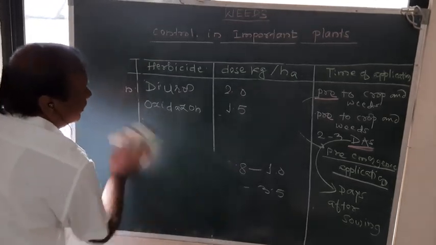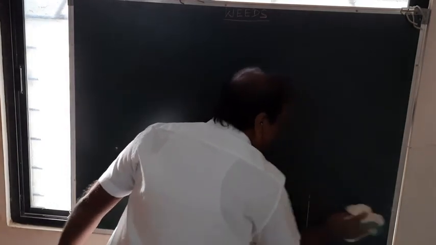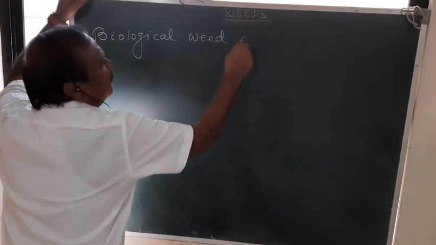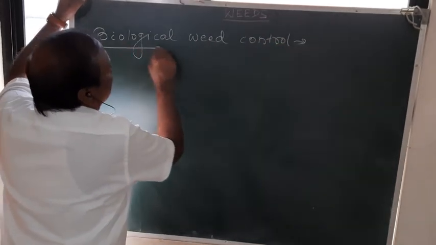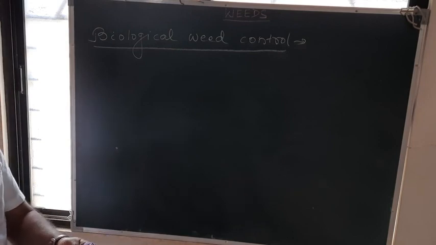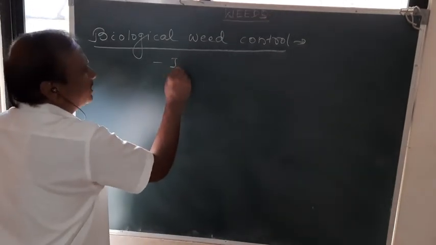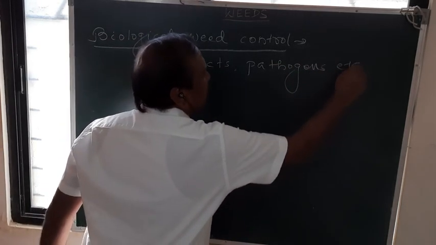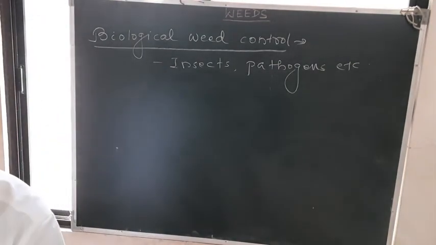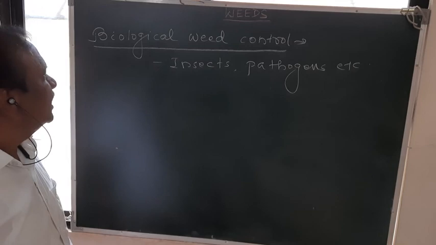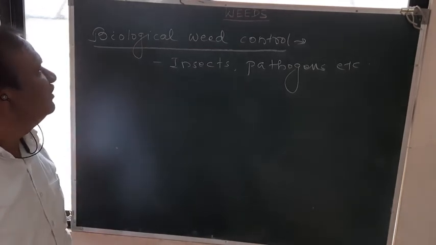The next topic is biological weed control. Bio agents like insects, pathogens, etc. are used to control the weed by the biological method. It is also simple. Insects, plants, and some fungi control the weed in some cases.